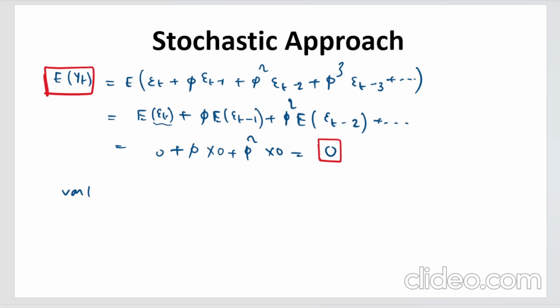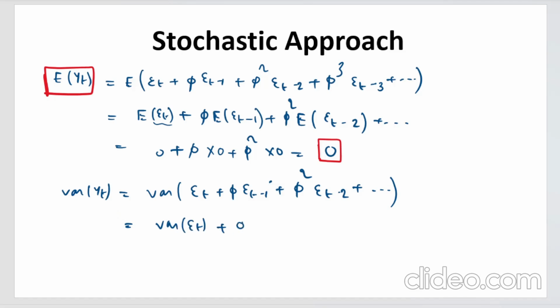Now find the variance of y_t. Variance of epsilon t plus phi epsilon t minus 1 plus phi squared epsilon t minus 2 plus so on. So variance of epsilon t, plus phi squared, since this coefficient will be squared, times variance of epsilon t minus 1, plus phi to the power 4, again squared, times variance of epsilon t minus 2, plus so on. The covariance terms will be 0 again from the IID property. What is the variance of epsilon t?